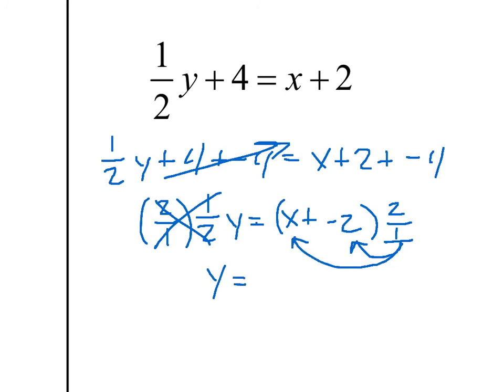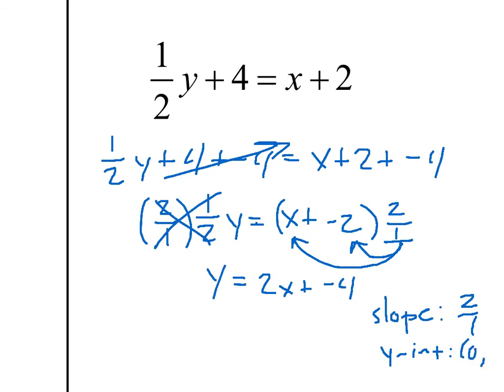X times 2 is 2x, plus negative 2 times 2 is negative 4. Our slope is what? 2 over 1. Our y-intercept? 0, negative 4.